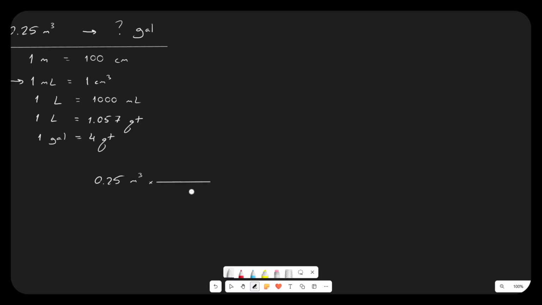I would like to get rid of meters. I see this top one. This top conversion factor has meters, so that's the one I'm going to use. I'm going to say 1 meter is 100 centimeters. But I need cubic meters, so I'm going to take this whole conversion factor and cube it. That's going to get rid of cubic meters here, and I'm left in cubic centimeters right now.